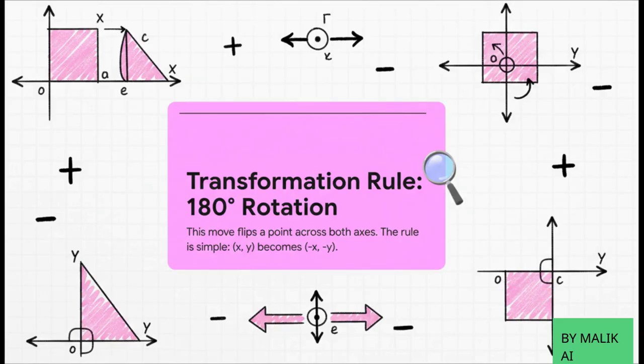Okay, let's talk rotations, or turns. These have some really specific rules, but they're easy once you know them. A 180-degree rotation is like taking the shape and spinning it halfway around the center point. And the rule for this one? So simple. The coordinates just flip to their opposites. So any point (x, y) becomes (-x, -y). It's like a secret code.